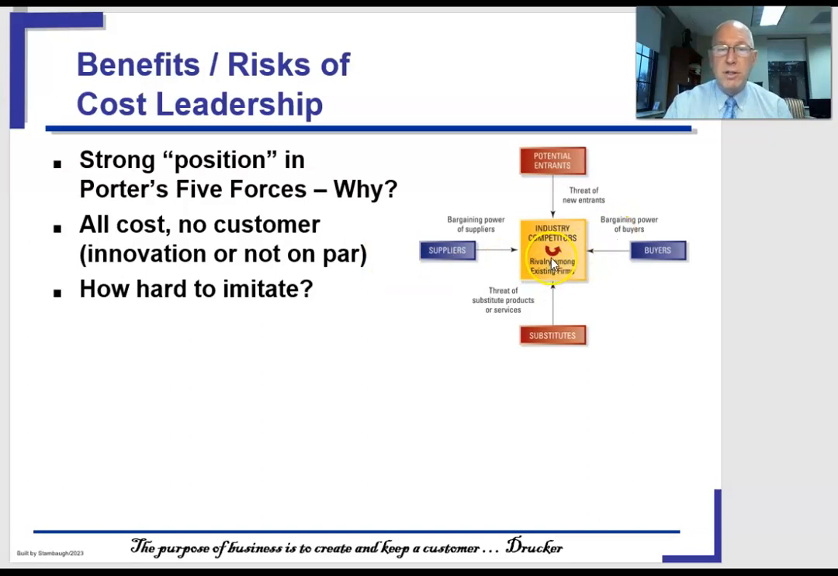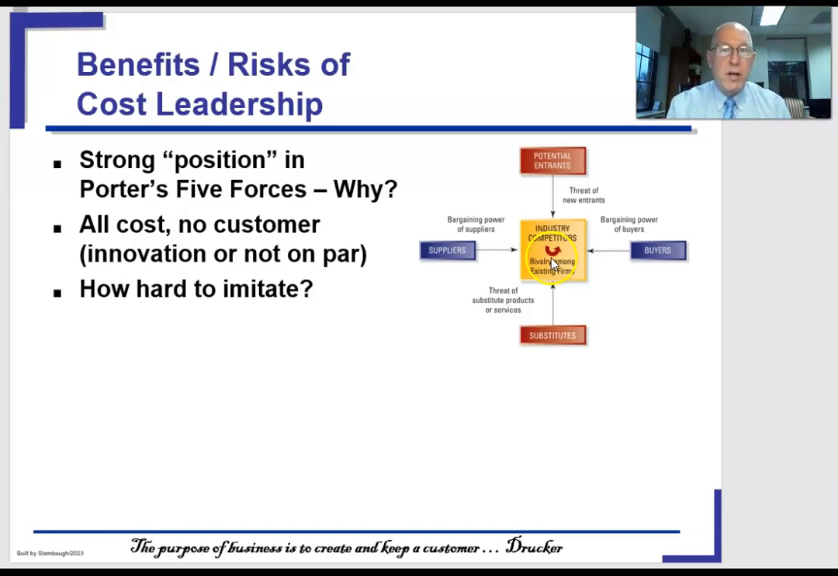Now, what are the downsides or the risks of a cost leadership? One is that your product can be no longer perceived as the industry par product or the industry standard product. And so then you fall out the bottom end and people aren't willing to pay for your product at any price because it's just not worth it. And so then you have to do some sort of innovation to bring yourself back up on par.